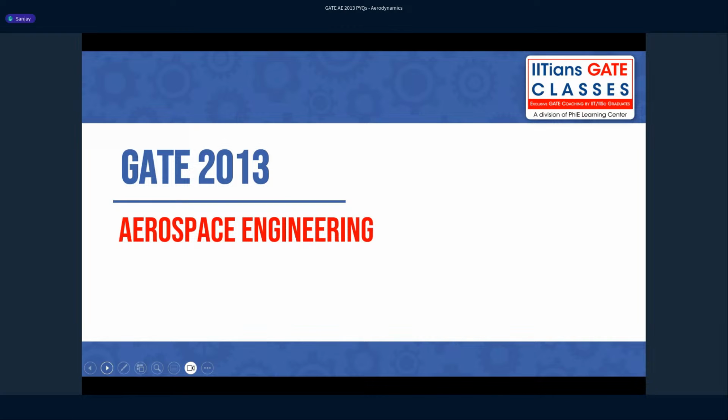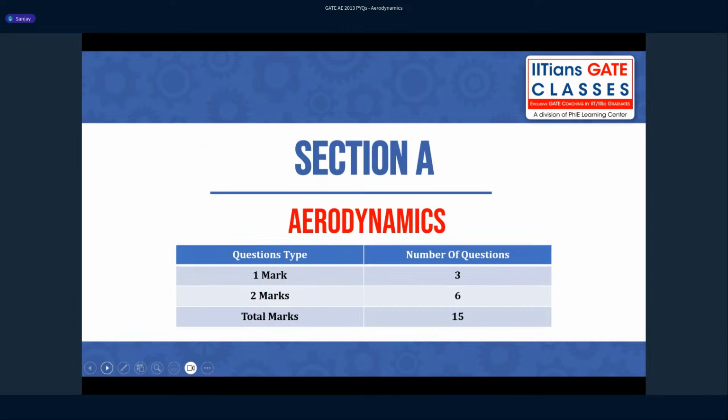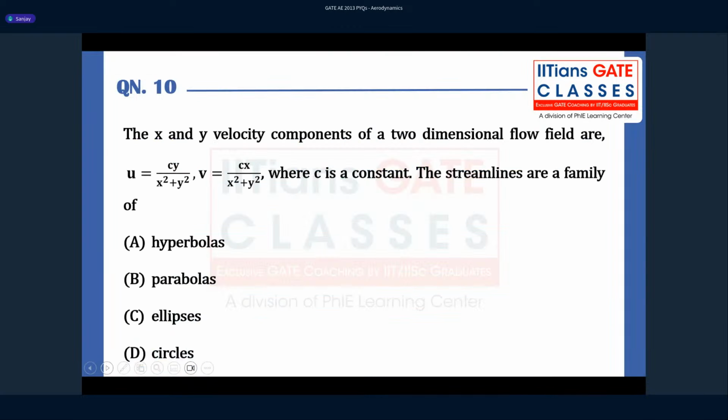So today we are going to discuss the aerodynamics part, previous year solutions for the 2013 GATE paper. Let's see how the marks were distributed and how many questions were asked this year. There were 3 questions of 1 mark and 6 questions of 2 marks, and in total, the aerodynamics part was for 15 marks in GATE 2013. So let's get started and look into each of these questions and how to solve them.